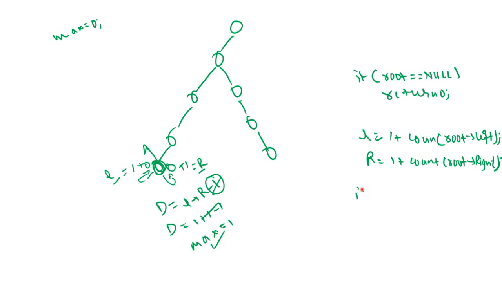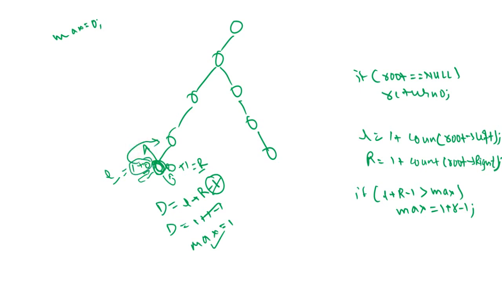So I will write this statement: if L plus R minus 1 is greater than max, max is equal to L plus R minus 1. Then I will return the longest of the left part or the right part. Since both of them are the same, which is 1, I will return 1.